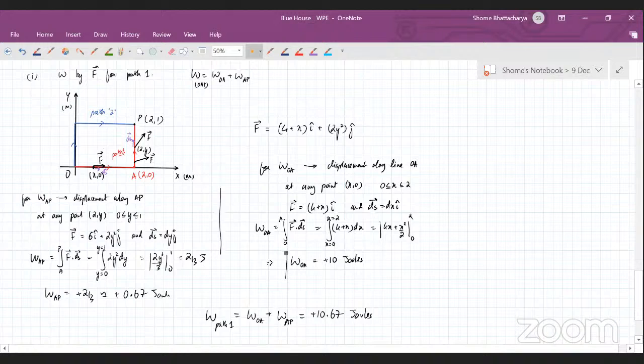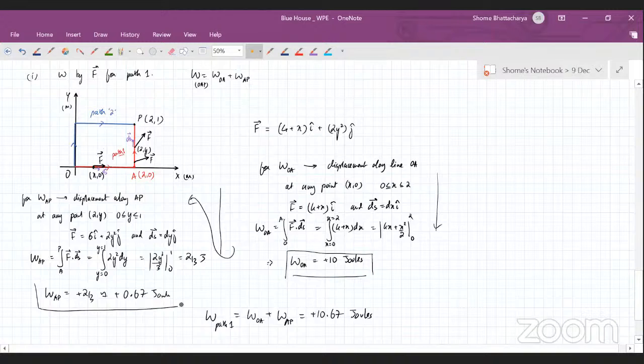Here we are completing this first. Okay, then going from here to here, and then once we got this work done, showing the net work done is like this.